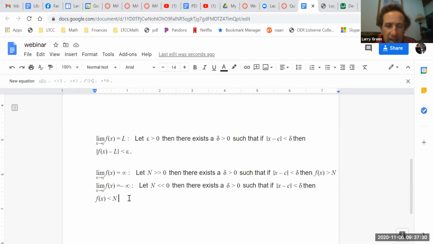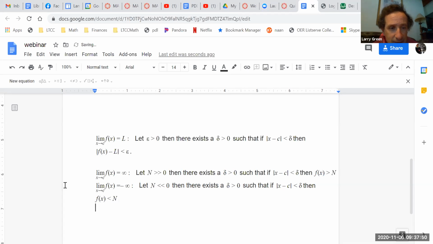Any questions at all on the formal definition of the limit going to infinity? It just means that if someone throws a number at you, you can get bigger than that number in some small interval near c.